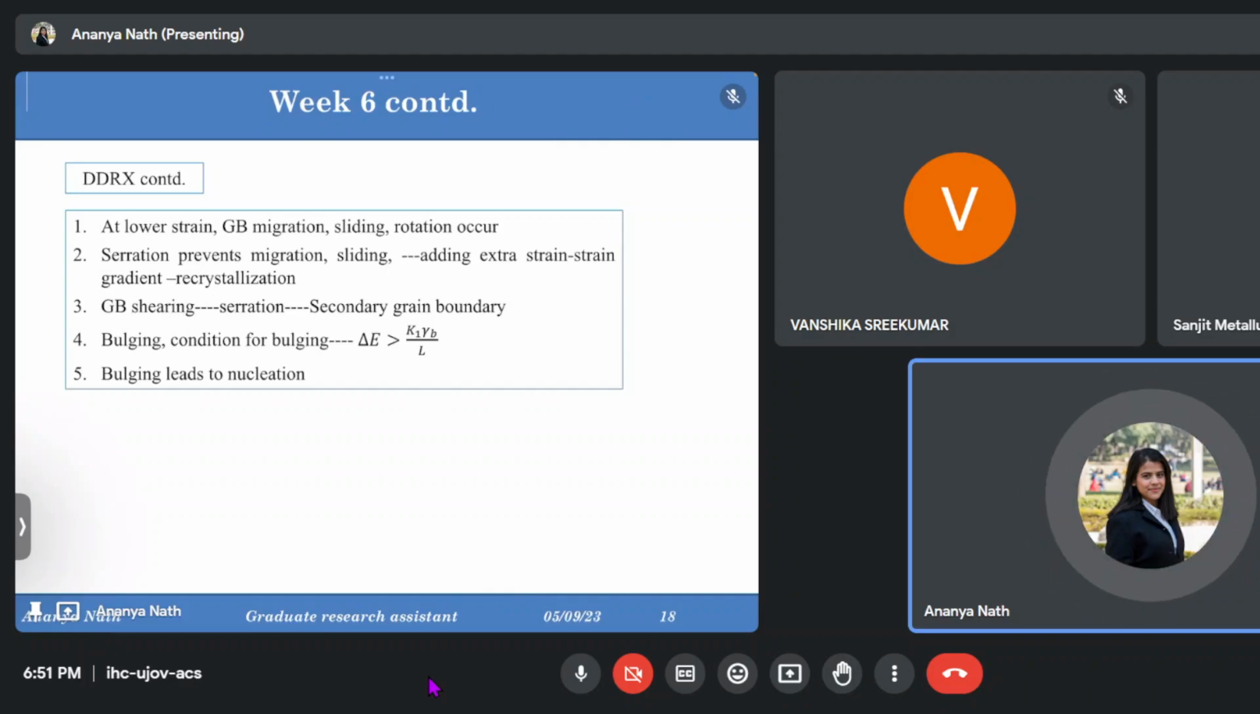So DDRX, it's a simple thing. At lower strain rate, the grain boundary migration, sliding and rotation, these things occur, because for higher strain rate, the dislocations cannot move anyhow. The solute atoms can move due to the higher temperature, the temperature risen due to the higher strain rate, but for lower strain rate, the piled up dislocations or loop of the dislocation or the cell structure of the dislocation can at least move or slide, glide, rotate, migrate, whatever.